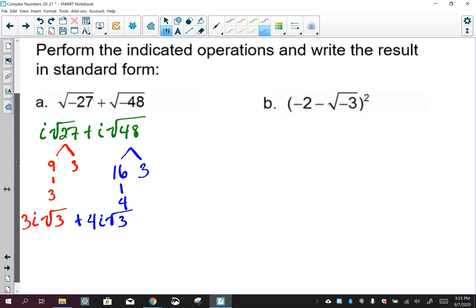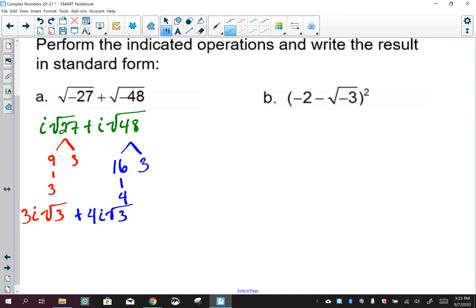Now, I have 2 square roots of 3, which is good because I can't add them as they sit right here, because they have nothing in common. I have to make sure that both square roots are exactly the same. So then I'm just going to keep my square root of 3, and then I'm going to say 3i plus 4i, and that gives me 7i. And this would be my final answer.